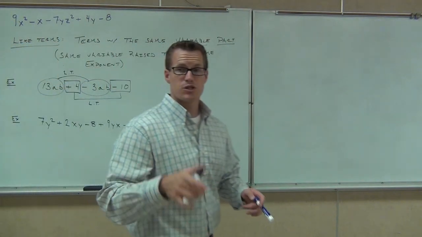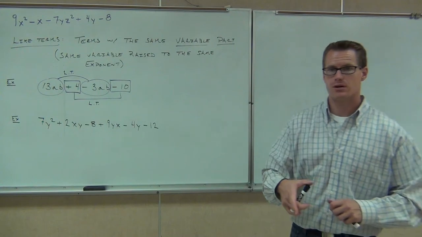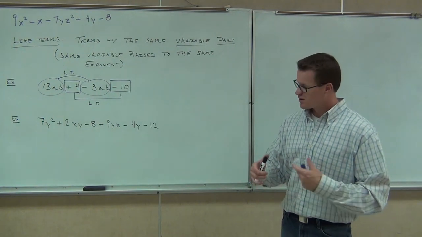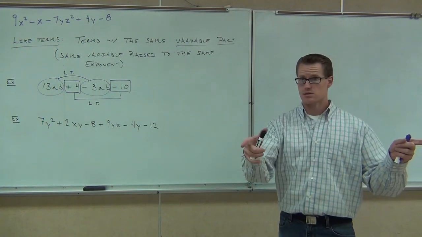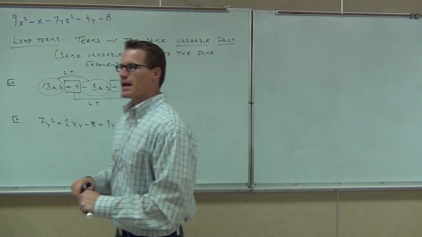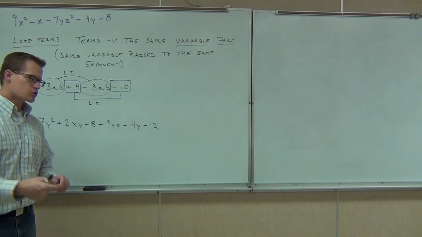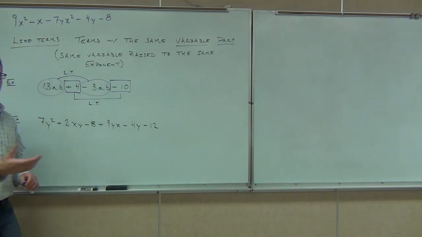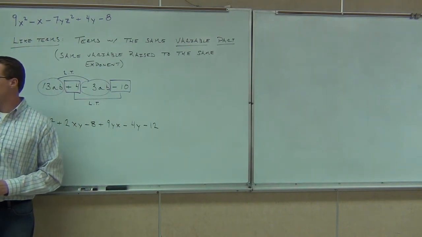Okay, count up the terms. Do you see how many terms we have? Six. You saw six? Cool, six terms. Let's go ahead and see if we have any like terms. Now, how we're going to start doing this is just going from the left to the right, circling the first term and see if there's anything in common with that.